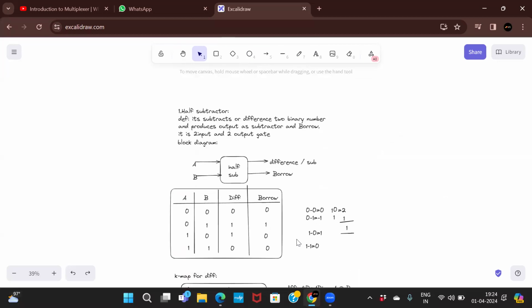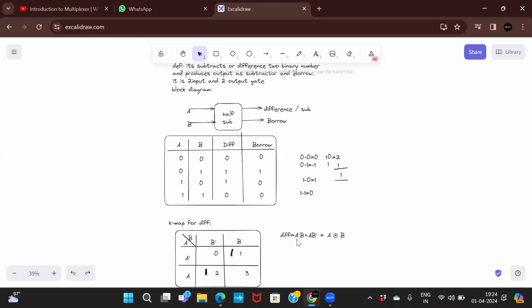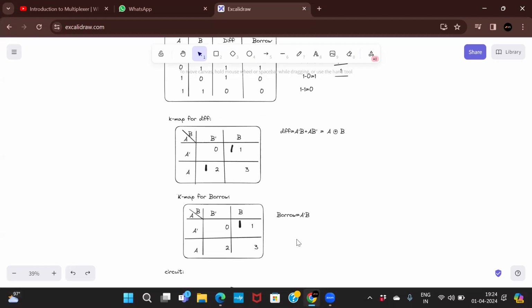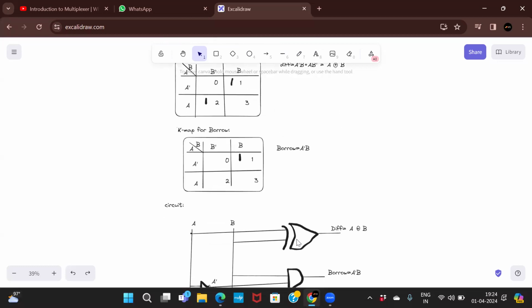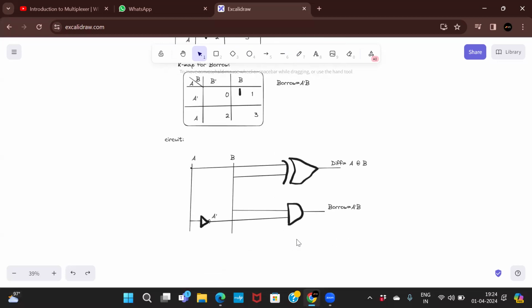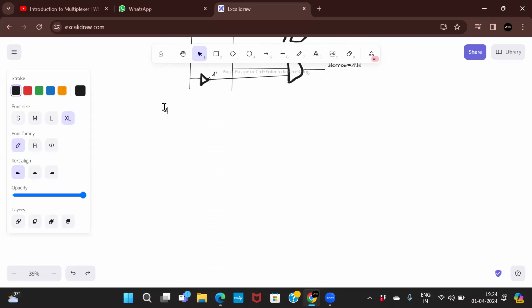What we just did: I took the functionality, that is the inputs, then I drew a schema for difference and borrow, and I found the expressions. Based on the expressions, I designed a circuit. Similarly, we have another circuit, that is the full subtractor. Okay, come here.